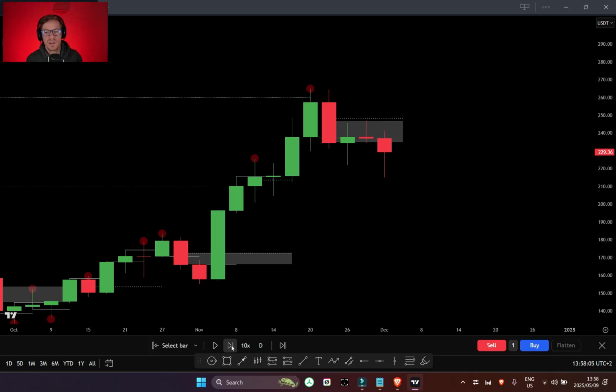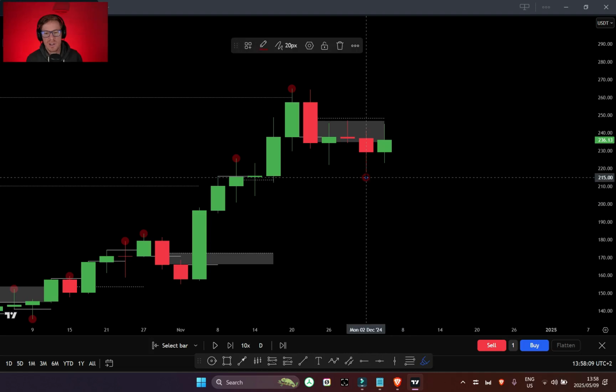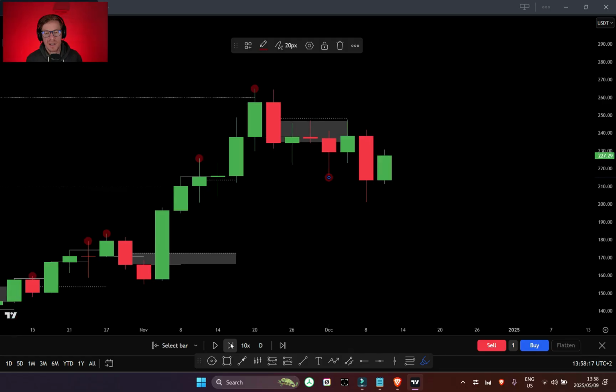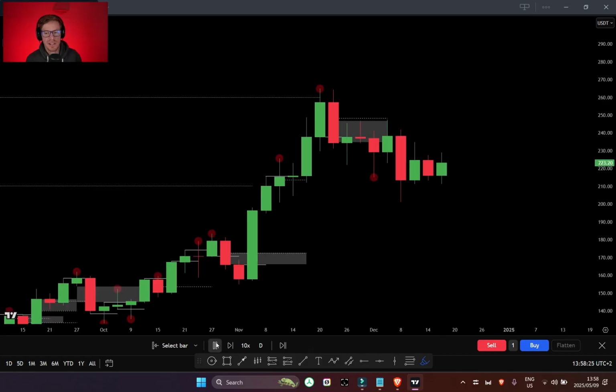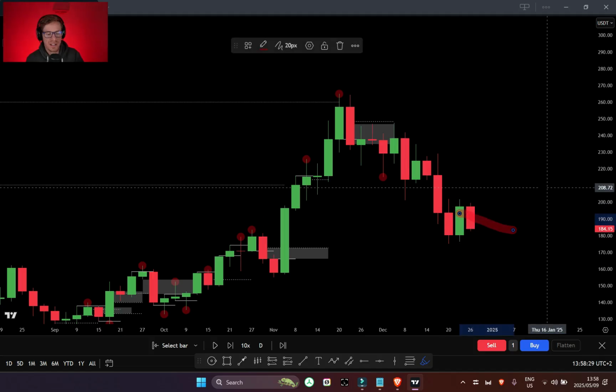And there you go, it looks like it's respecting it. A little bit of indecision. Another swing low being formed. Let's wait for confirmation. There you go, we get a nice break to the downside since it hit a key level. And there you go, we get a nice movement to the downside.